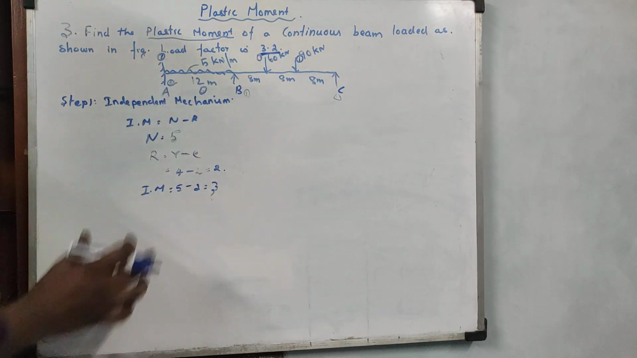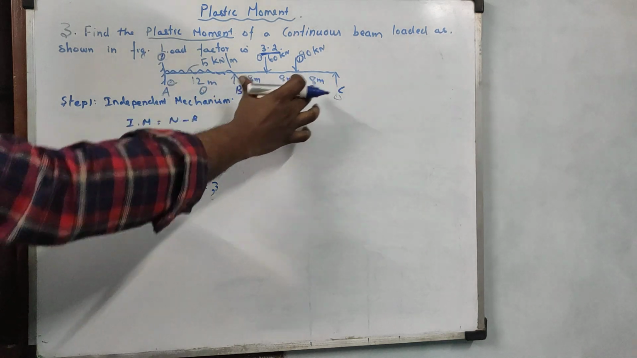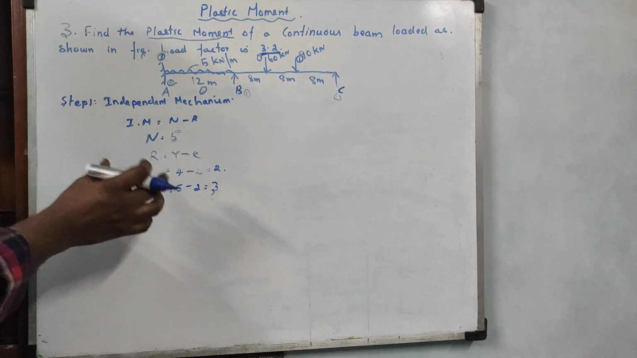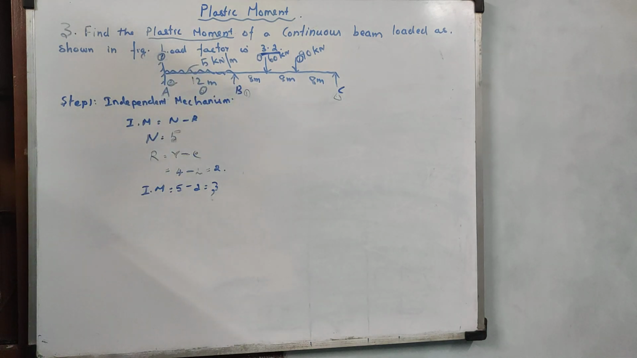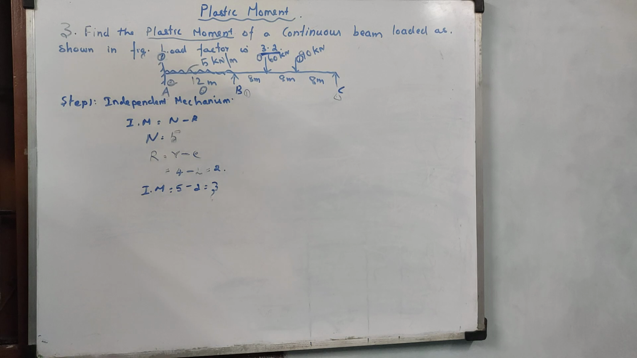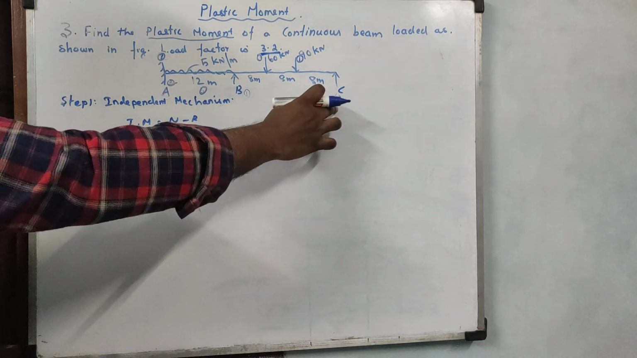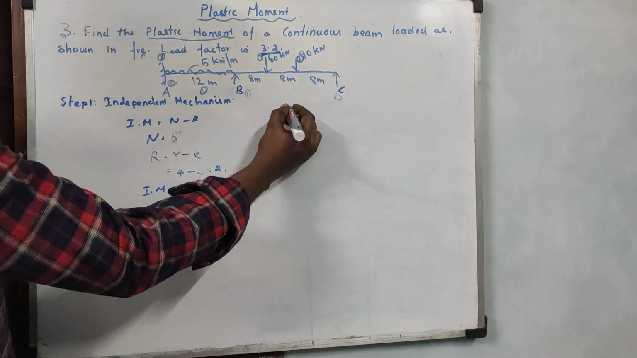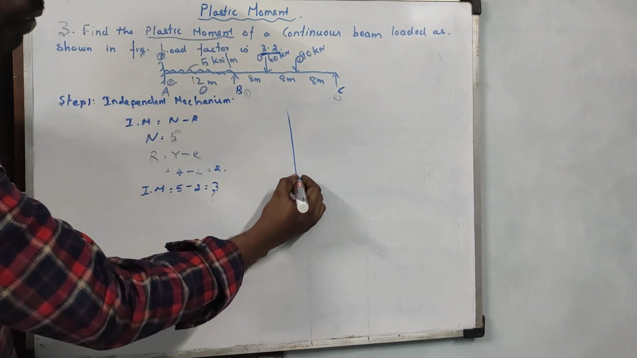So we have two spans, right? Span AB and span BC. There is a mechanism at span AB. Since span BC has two point loads, there are two mechanisms at BC. So we can draw the mechanisms here.